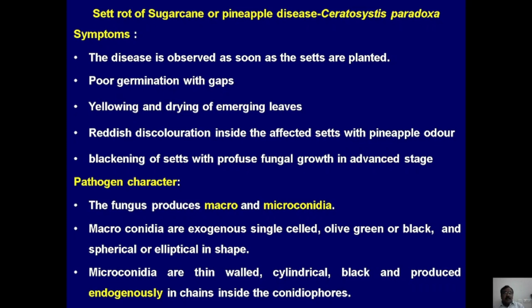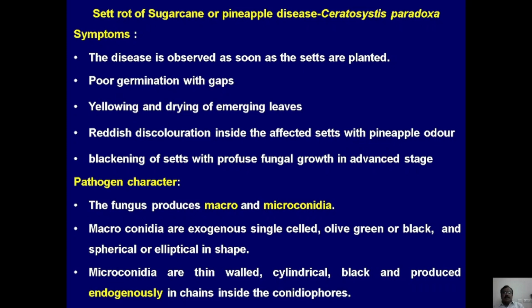The infection leads to poor germination of sets and shows some gappiness in the field. Yellowing and drying of emerging leaves are the common symptoms. It also produces reddish brown discoloration inside the affected sets with a pineapple odor, as I mentioned earlier. Blackening of sets with profuse fungal growth is seen in the advanced stage of infection.